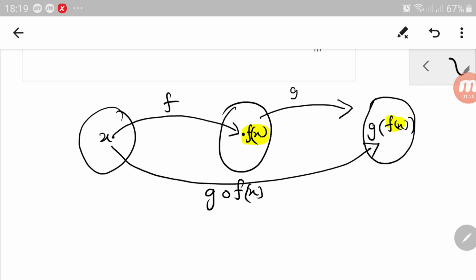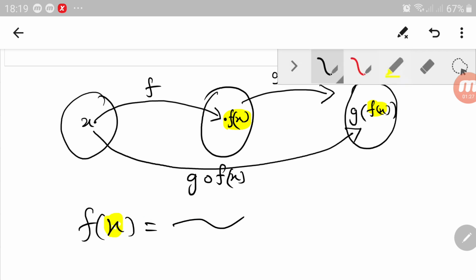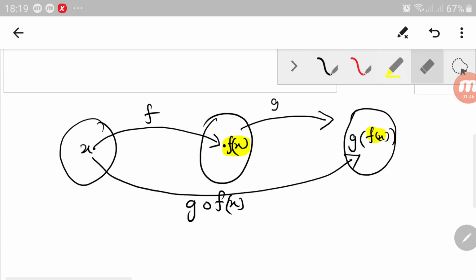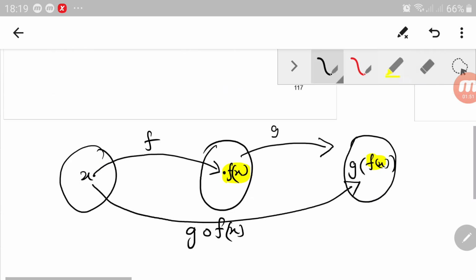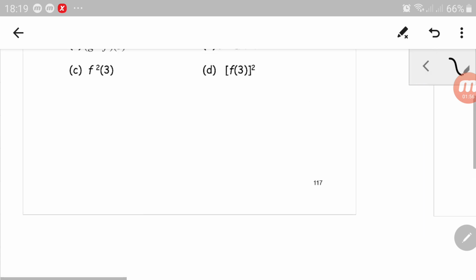So basically, composite is just a typical function. But before this, the x that we put here is the object. Now, what happens in composite is that we put a function, or any function, as the object. So that's the only difference. I hope the diagram will help you. So let's get started with these things.